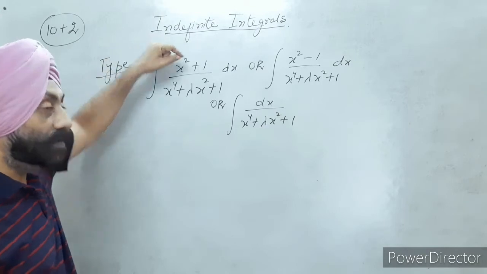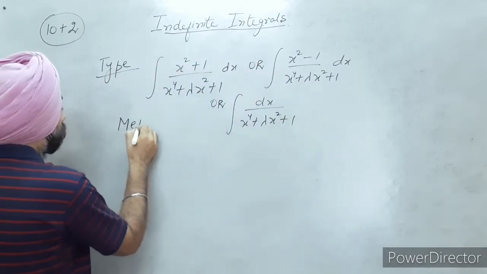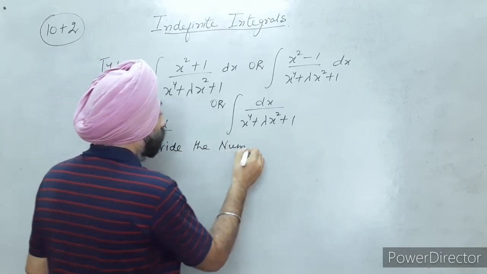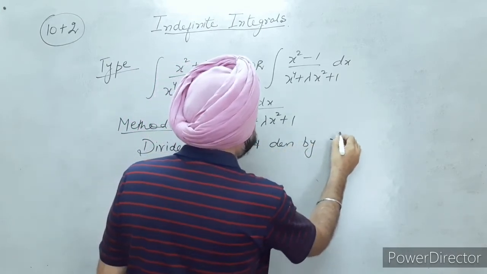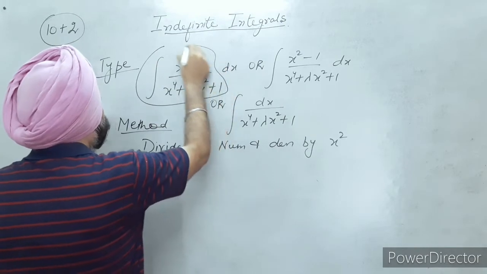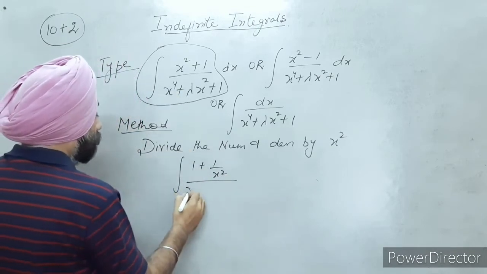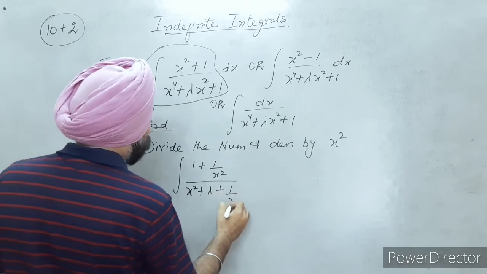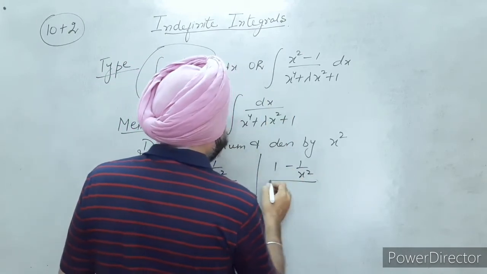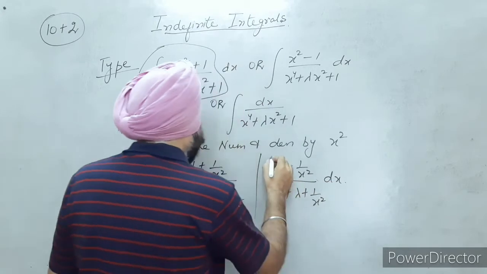Now the method to solve this kind of indefinite integral is to divide the numerator and denominator by x². Now what will happen if I take this case? When I divide the numerator by x², I get 1 + 1/x², and in the denominator I get x² + λ + 1/x². Now if I take this case, I get 1 − 1/x², and λ + 1/x² in the denominator, dx. It will be like this.